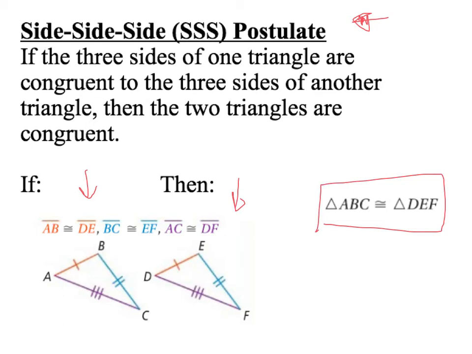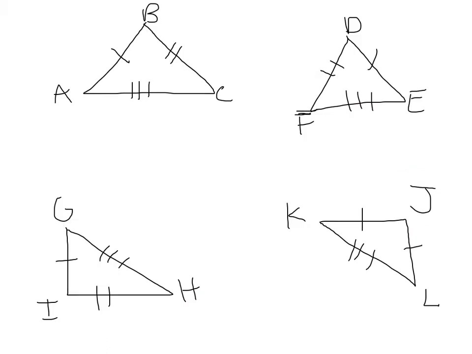So since line AB is congruent to DE, those are my first two letters. You have to match up your congruent statement. And then I have BC is congruent to EF. So those would be my next two letters. And AC should be in the same spot as DF. So AC and DF. So it all checks out.